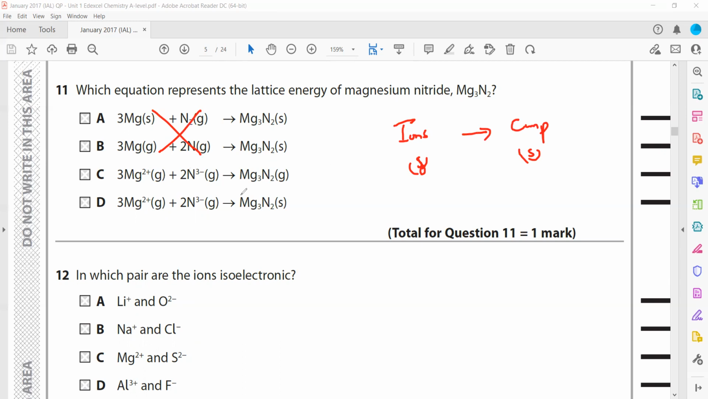And the compound, the state, the reactant is the same, but the product here is in the gaseous state and solid. So lattice energy is when ions in the gaseous state form an ionic compound, and the ionic compound is in the solid state. That's why D is the right answer.